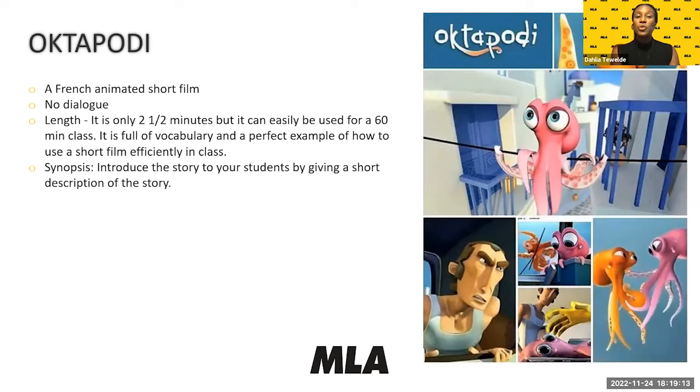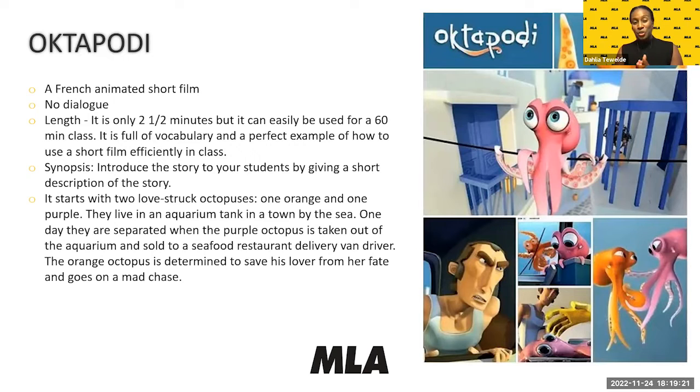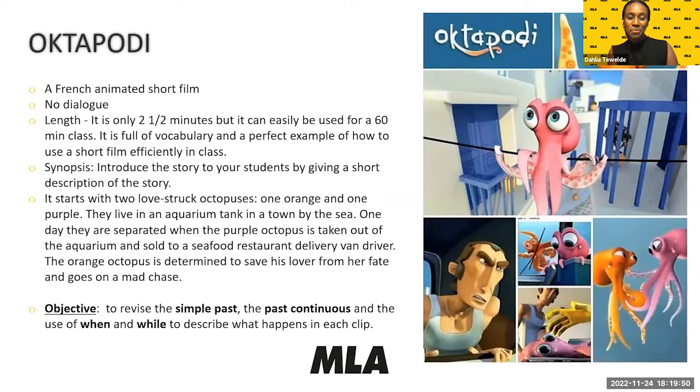First we introduce the story to your students by giving a short description of the story. It is two love-struck octopuses, one orange and one purple, pink, depending. They live in an aquarium tank in a town by the sea. One day they are separated, when the purple octopus is taken out of the aquarium and sold to a seafood restaurant delivery van driver. The orange octopus is determined to save his lover from her fate and goes on a mad chase. And it literally is that. It is mad and it's a comedy. It's really, really fun to watch.